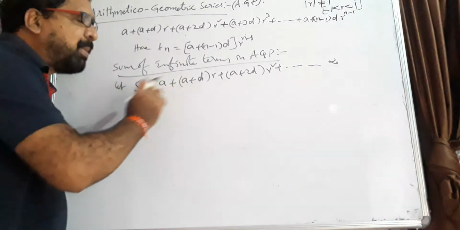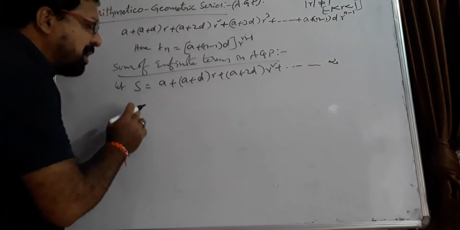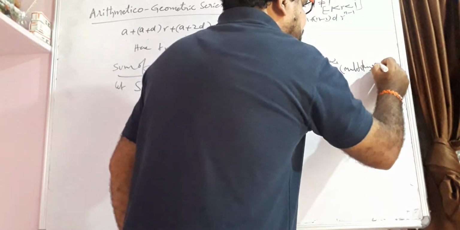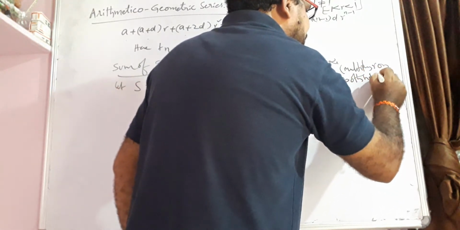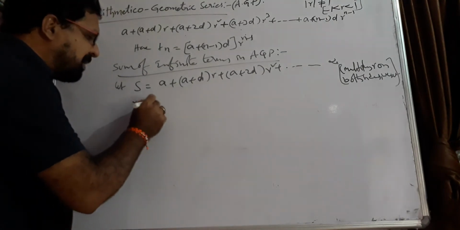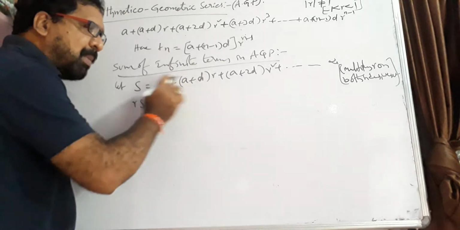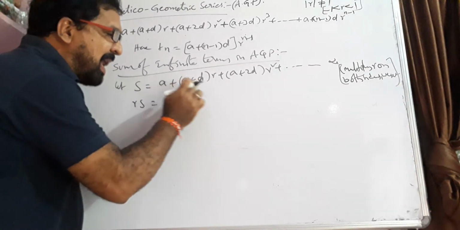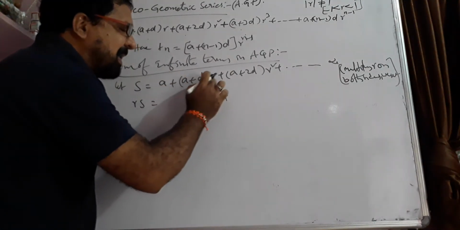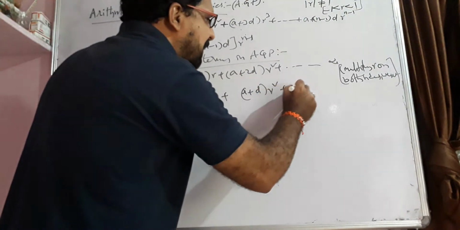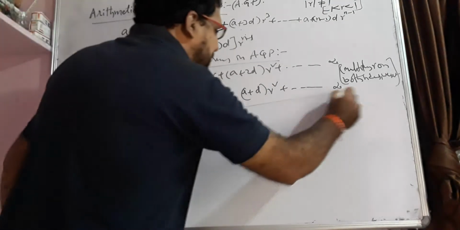Here, with common ratio R, I am going to multiply both sides by R. We get RS is equal to, one step forward I am going to write: A multiplied with R is AR, plus A plus D into R multiplied with R is A plus D into R square, plus A plus 2D into R cube and so on to infinity. Now I am going to subtract these two.